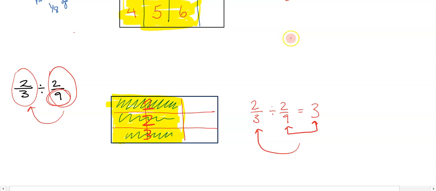So if we have A over B, and we are dividing by, and I'm going to write my division like this for the sake of showing the rule, C divided by D, right? If we take A over B and we divide by C over D, we want to be able to get the answer. How can we get this answer?